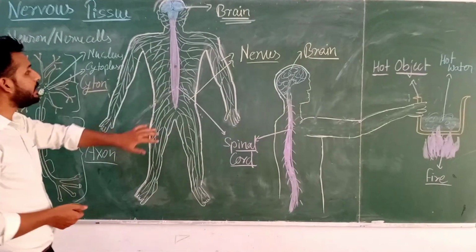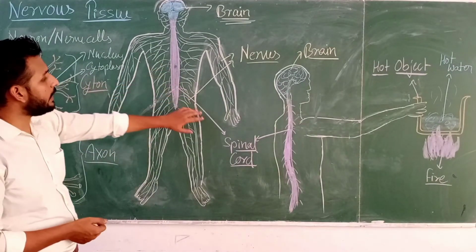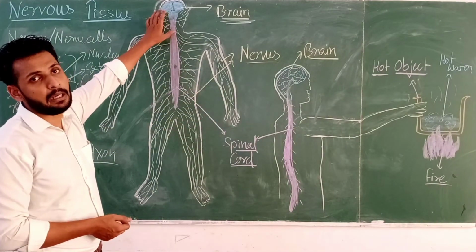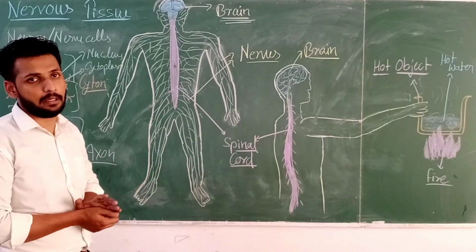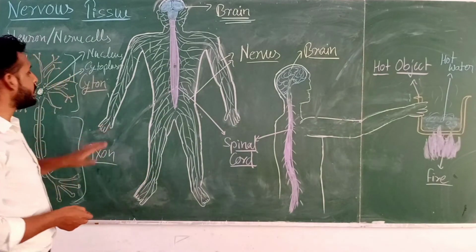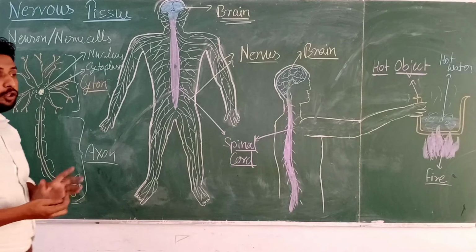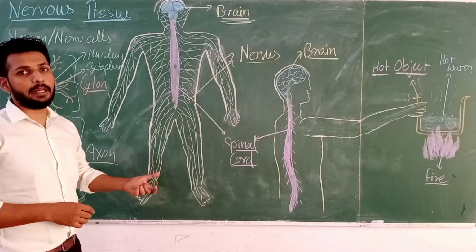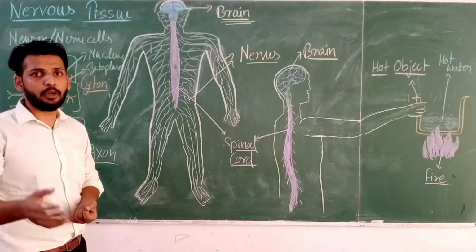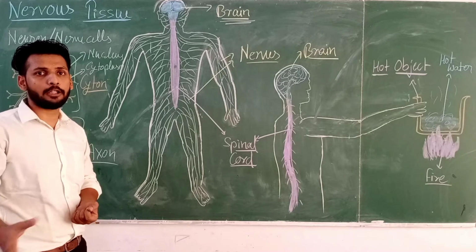Now here, this is the spinal cord and this is the brain, which are centrally located. Suppose you are touching any object with your hand. The brain is centrally located. Then how will you feel that you are touching something hot or cold?